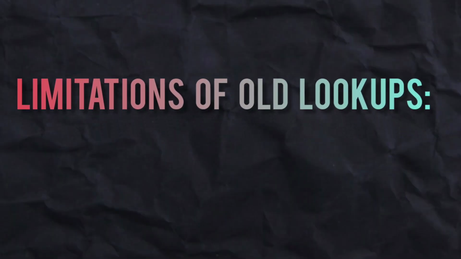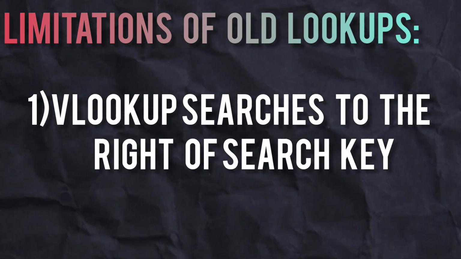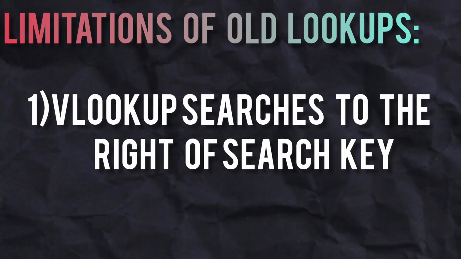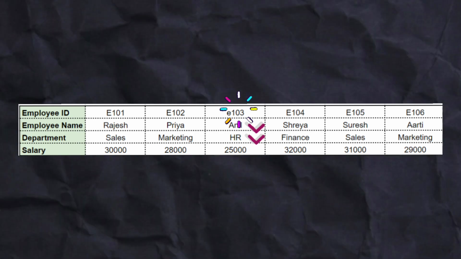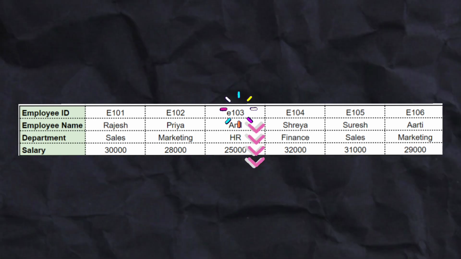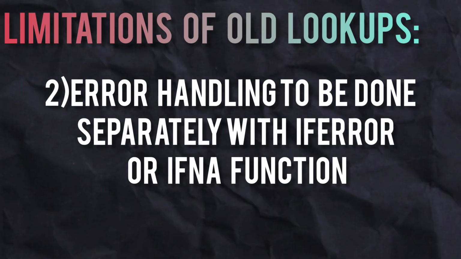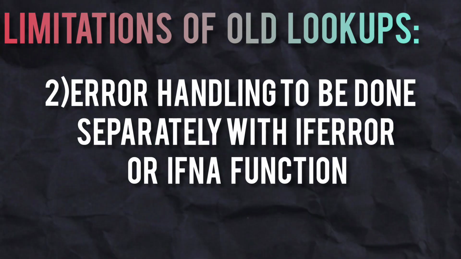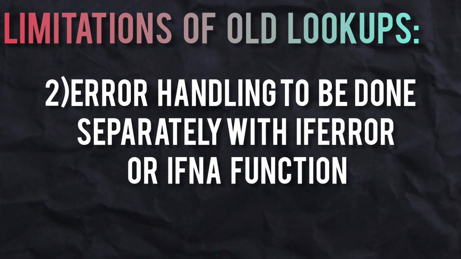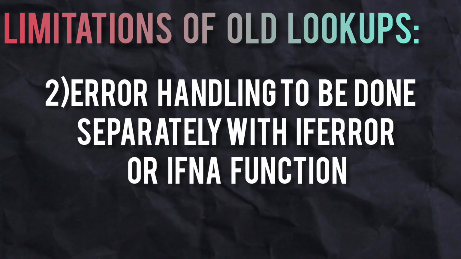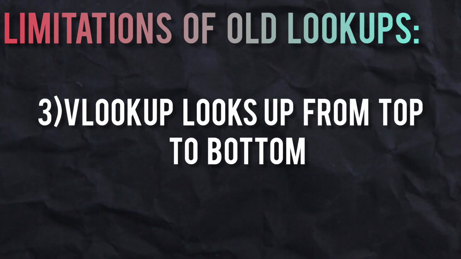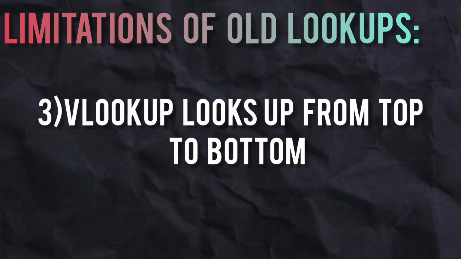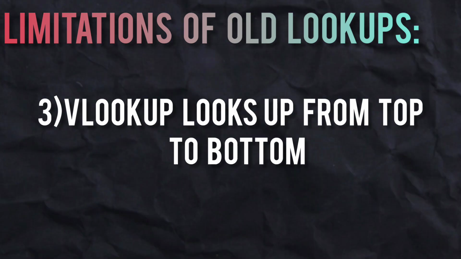easily through Xlookup function. Some of these limitations are: VLOOKUP can only search towards the right of its search key or search element, and HLOOKUP can only search towards the bottom of its search element. Second limitation is you have to write an IFERROR or IFNA formula to handle the error management whenever a search key is not found and NA is returned.